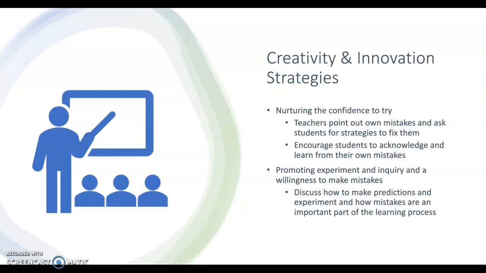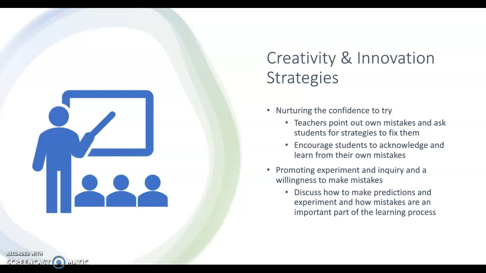One thing that I make sure that I do in the classroom is point out my own mistakes and ask the students for help coming up with a strategy to fix it if I make a mistake. That could be as simple as erasing a spelling mistake on the whiteboard and fixing it. No big deal, moving on. I also want to encourage the students to acknowledge and learn from their own mistakes by modeling. Every time I make a mistake, I point it out and take it in stride and we learn how to fix that. I think this also helps promote the experiment and inquiry and willingness to make mistakes.